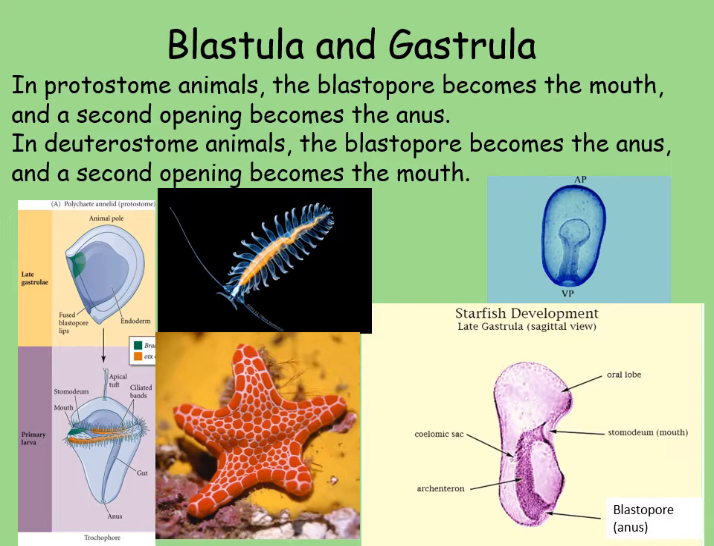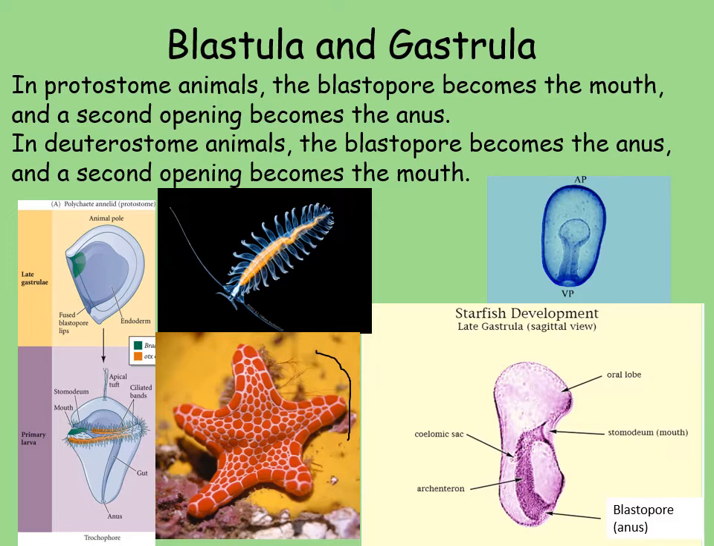So for protostomes, and that would be most of the bilaterians we looked at, mollusks, arthropods, various types of worms, flatworms, roundworms, segmented worms, all of them, the blastopore develops into the mouth. For deuterostomes, which would be like echinoderms and chordates, the blastopore becomes the anus.